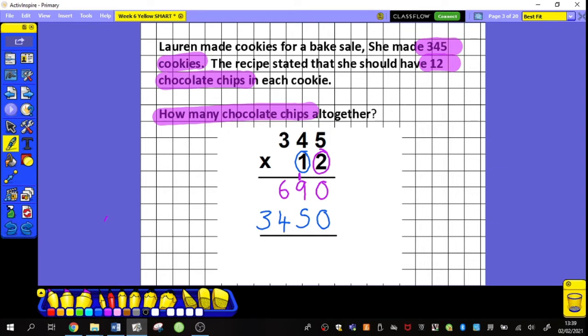Now last step I need to do is add up those 2 parts. So 0 add 0 is 0, add 9, add 5 is 14, carry the 1, 6 add 4 is 10, add the 1 is 11, 1 add 3 is 4. So how many chocolate chips does she need altogether? She needs 4,140 chocolate chips.